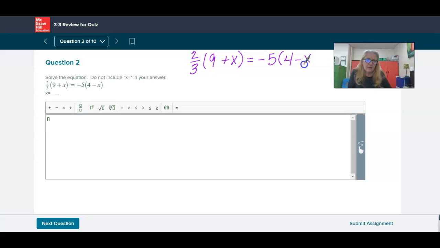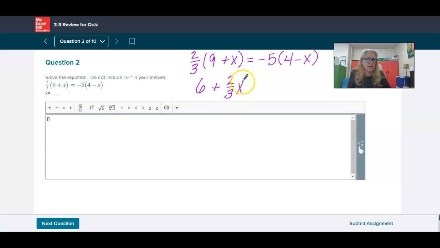4 minus x. Okay. Now, the first thing we want to do is get rid of parentheses. So we need to multiply this number times both of these terms. 2/3 of 9 is 6. You could do this in a calculator. You could go 2/3 times 9 equals. I did it in my head because I know that 1/3 of 9 is 3, and so 2/3 must be 6. Okay? 2/3 times x is just simply 2/3 x.